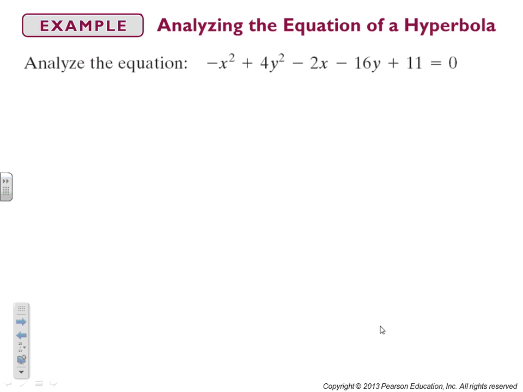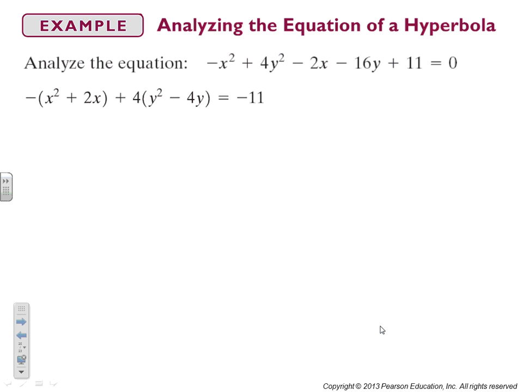Let's take a look at negative x squared plus 4y squared minus 2x minus 16y plus 11 equals 0. I'm feeling like we might have to complete the square on this bad boy twice. Super fun.